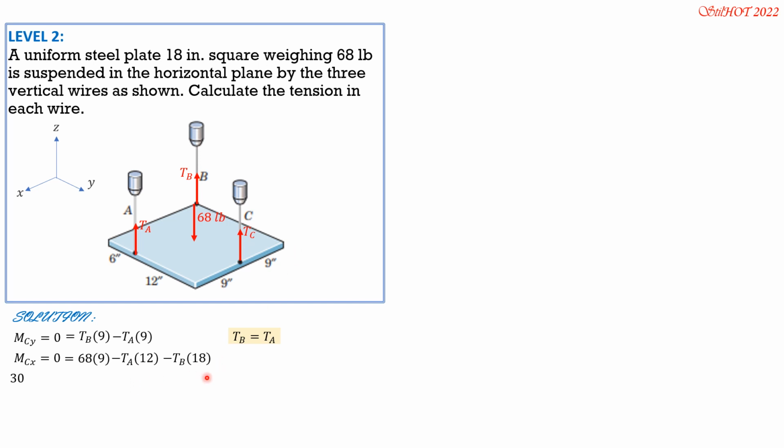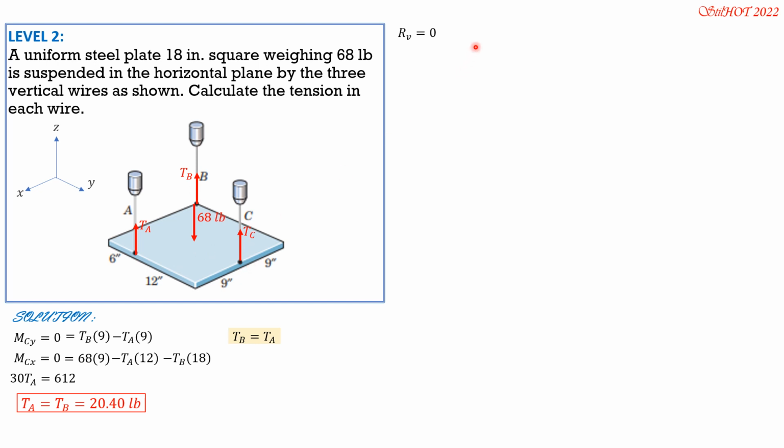Since tension A equals tension B, replacing tension B by tension A, so negative 12 and negative 18, tension A is negative 30, tension A to the left, so positive 30 tension A. 68 times 9 is 612. So from here we can solve tension A, which is equal to tension B, and it is equal to 20.4 pounds. Then R vertical equals 0, solve for tension C.